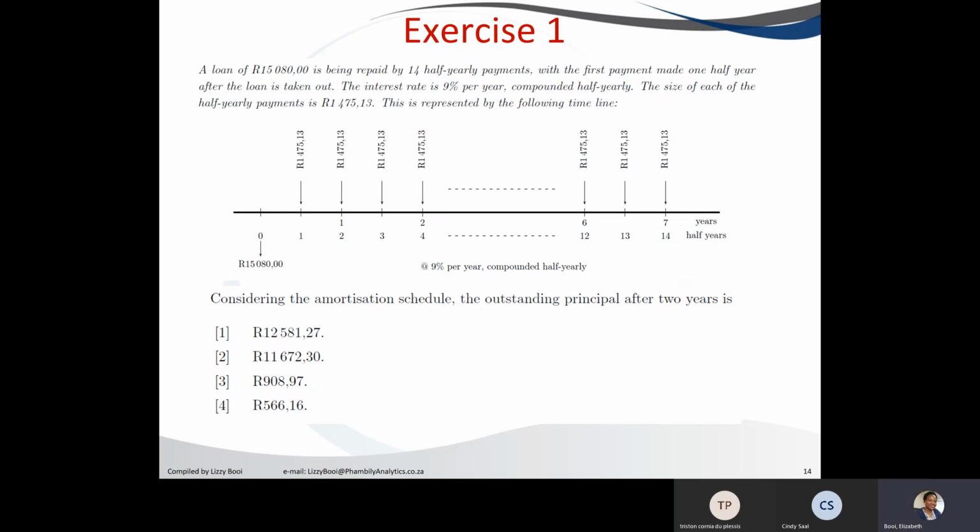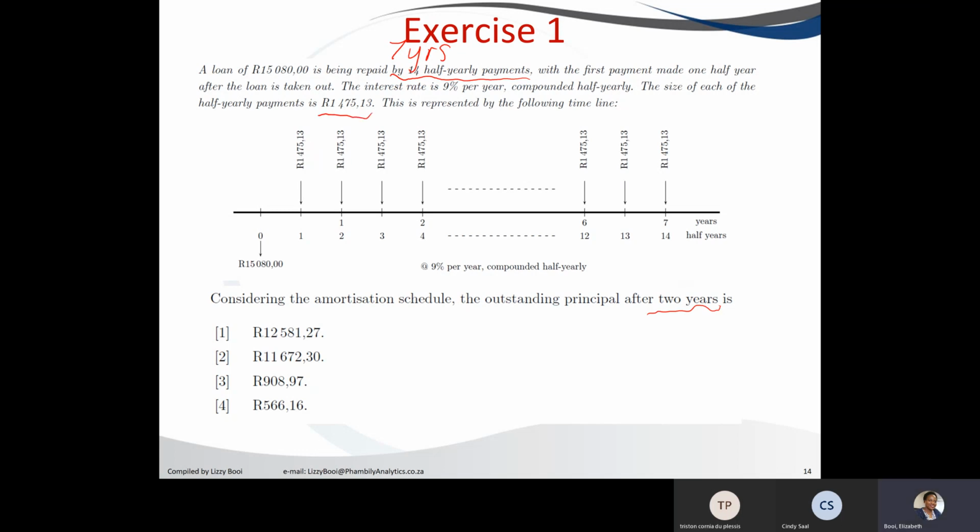Consider the amortization schedule. The outstanding principal after 2 years will be, since they say it is 14 half-yearly payments, what will half-yearlies be? Half-yearlies are 2. So 14 means this is 7 years. You need to be careful and able to unpack the half-yearlies into years as well. So we know that there are 14, so 14 divided by 2, because a year is made up of 2 half-yearlies, which equals 7. So this is a loan that was taken up for 7 years.